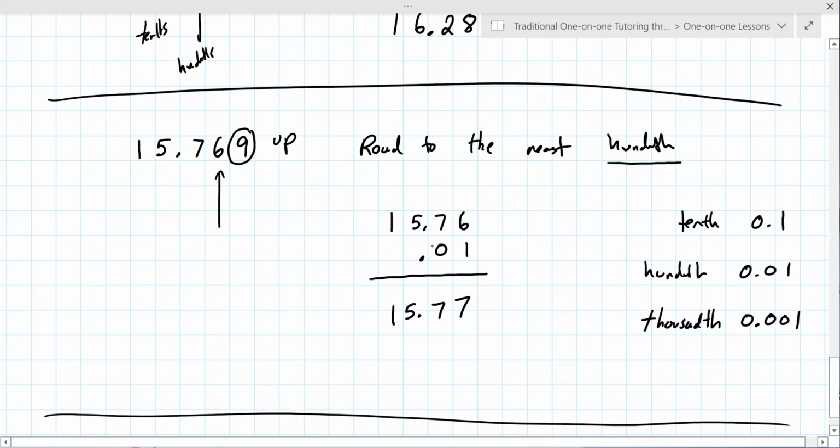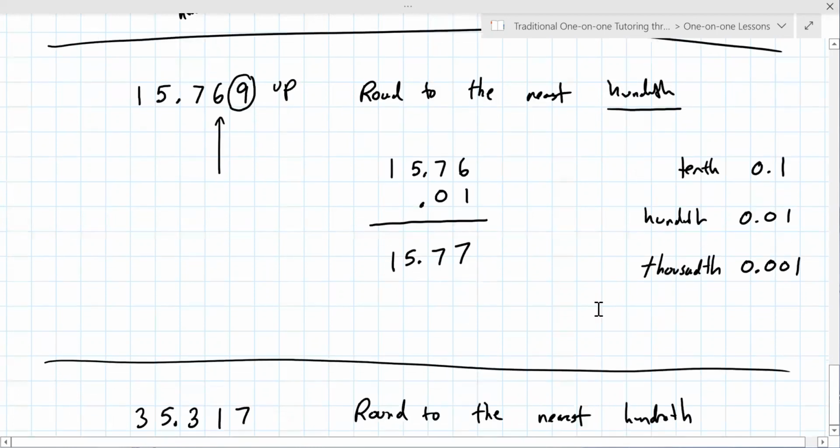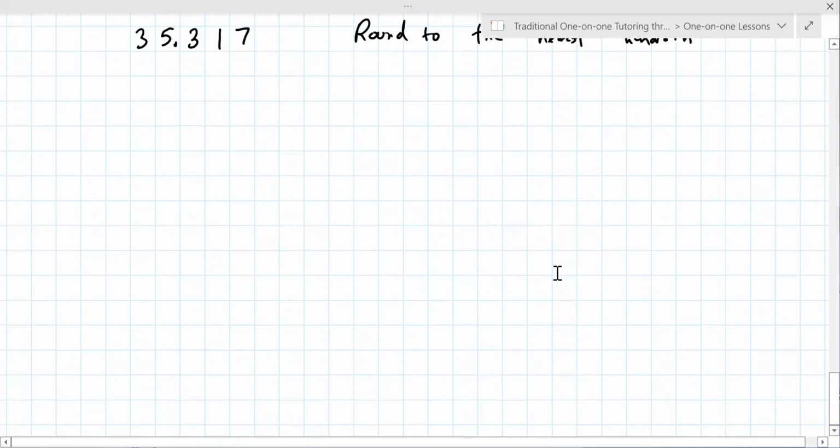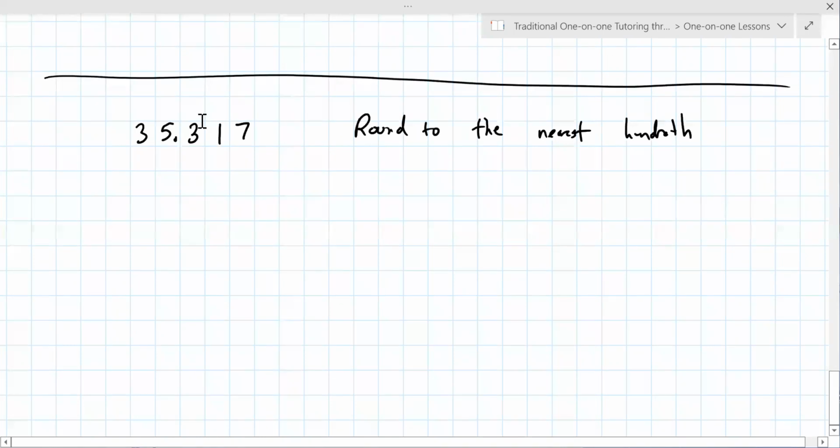Okay. So we'll look at your problem. You have to do the same thing. You have to identify what digit is in the hundredth. 1. Okay, so what number is to the right of it? 7. Did you circle it on your paper? Yes. Okay, are you rounding it up or down? We're rounding it up.